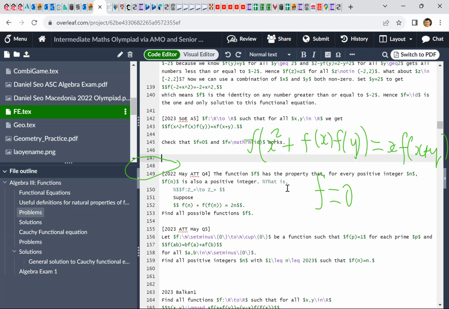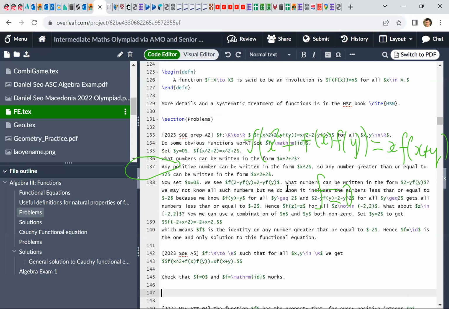Okay, what else can we do? So we subbed in f. We should try to sub in x and y's. And why define what a linear function is?